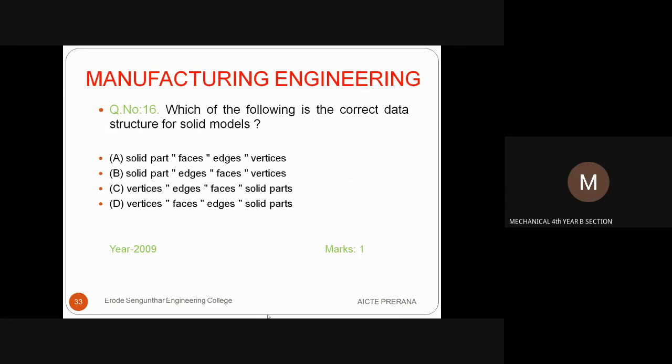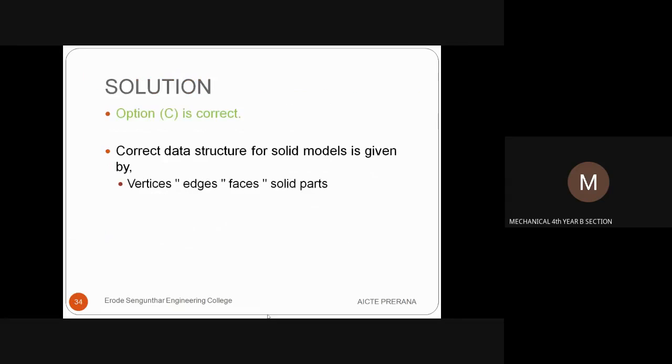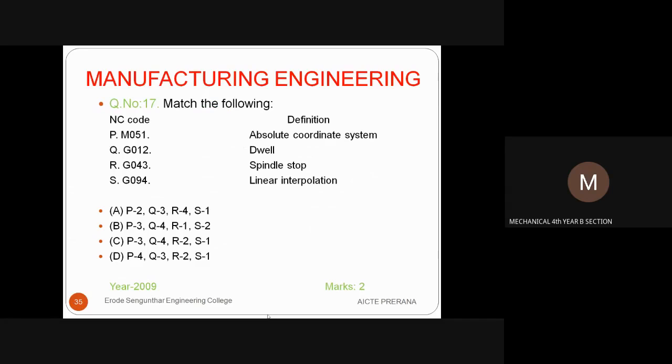Which of the following is the correct data structure of a solid model? In what way should the solid model be represented? The answer is vertices, edges, faces, and solid parts. Right? Okay. Coming to the next question, question number 17 is again a match the following question. We have NC codes on the right hand side and its definitions on the left hand side. We have to match these codes with these definitions, right?